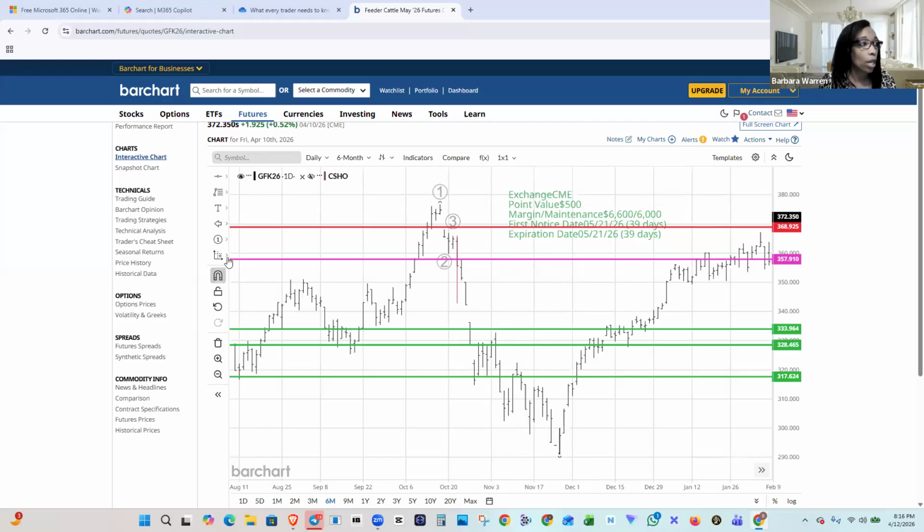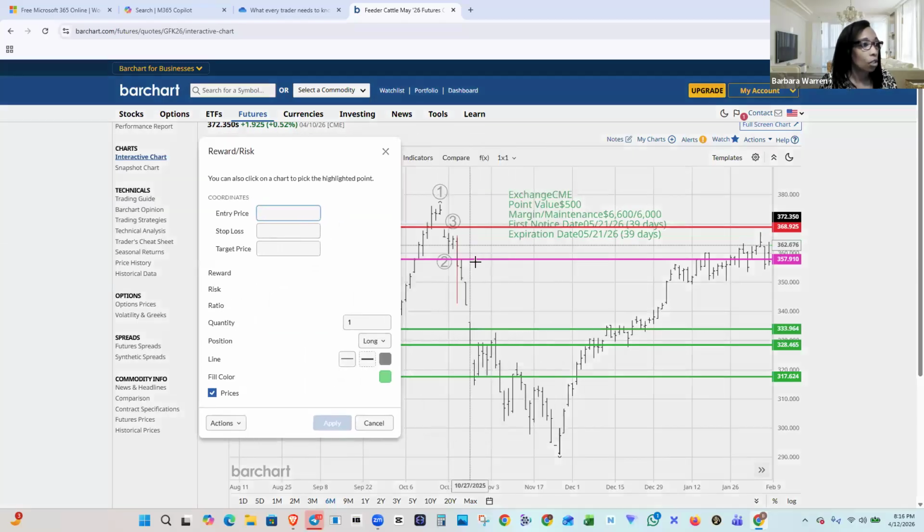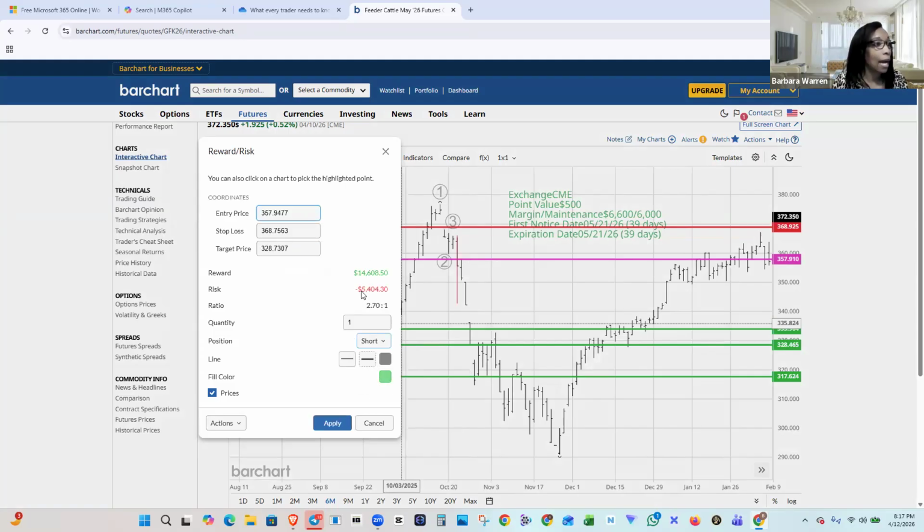So I'm going to use a quick tool just for sake of time called risk to reward. I'm going to let it know I'm entering in at the number 2. My stop loss is right here at the number 3. My target is here. And I'm going short, not long. So I'm risking $5,404.30 to make $14,608.50. So my ratio is 2.70 to 1.